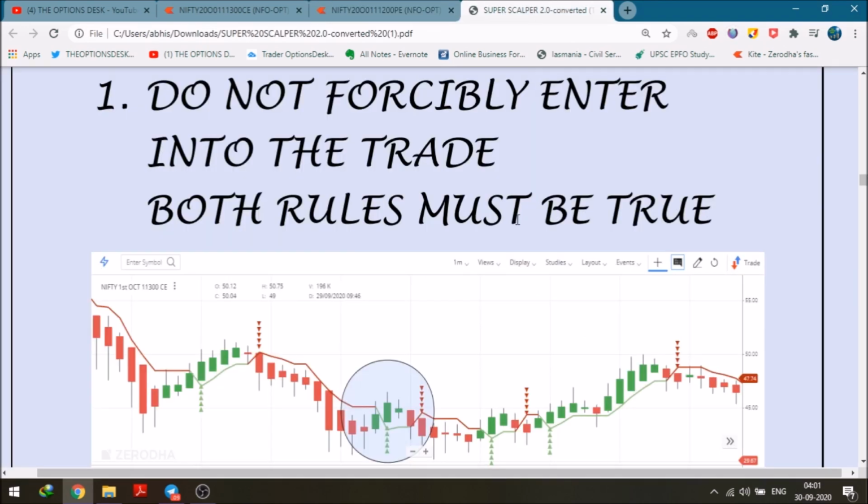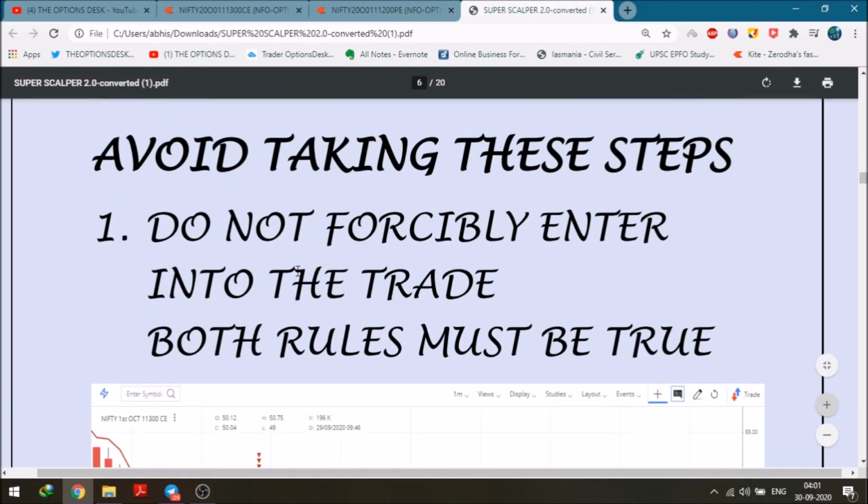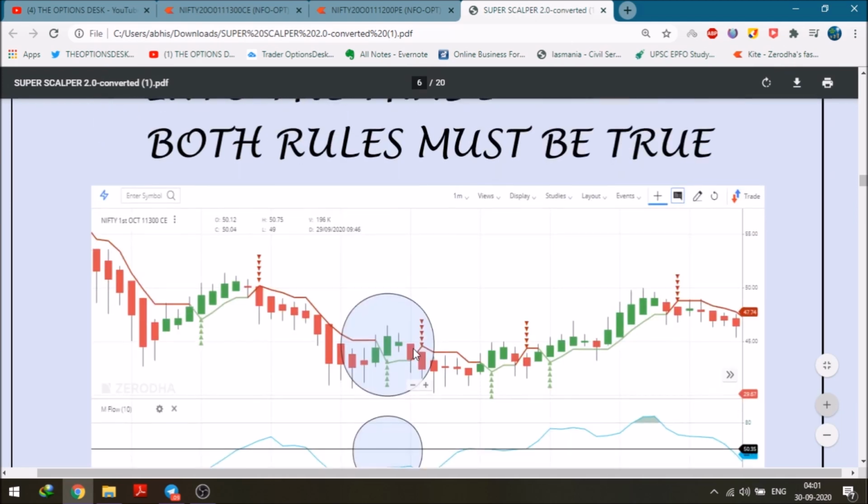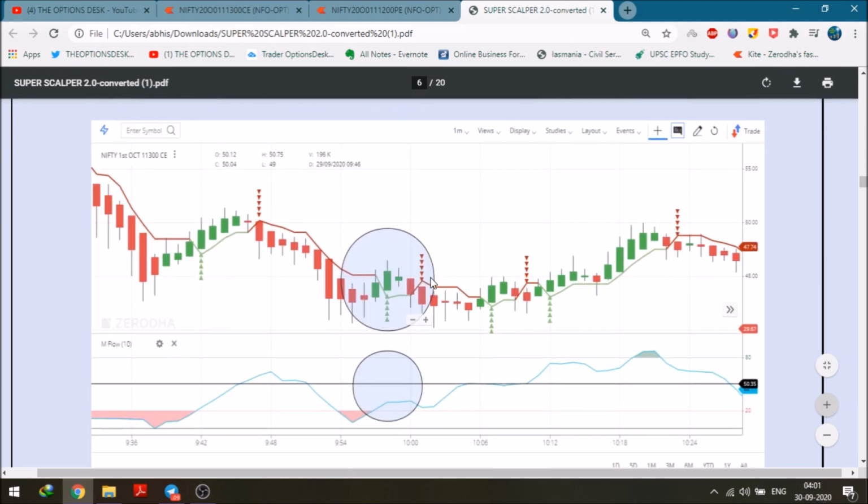Now let's go again. Do not forcibly enter into a trade. Both the rules must be true. See, this is the screenshot. I can explain you the whole strategy with the screenshot, but I am also trying to verify it with the live prices, so you don't think that I've edited this screenshot.